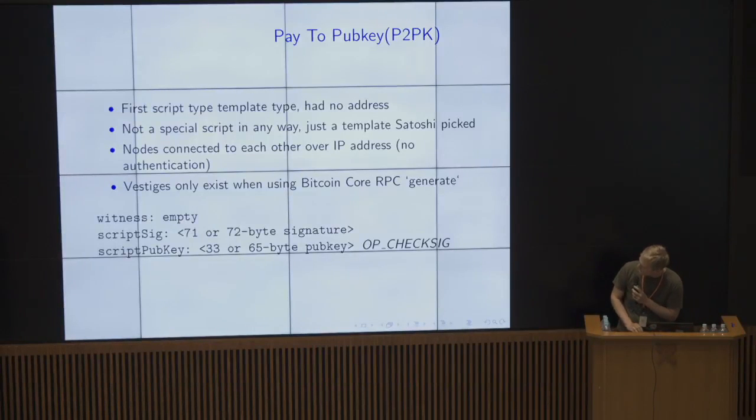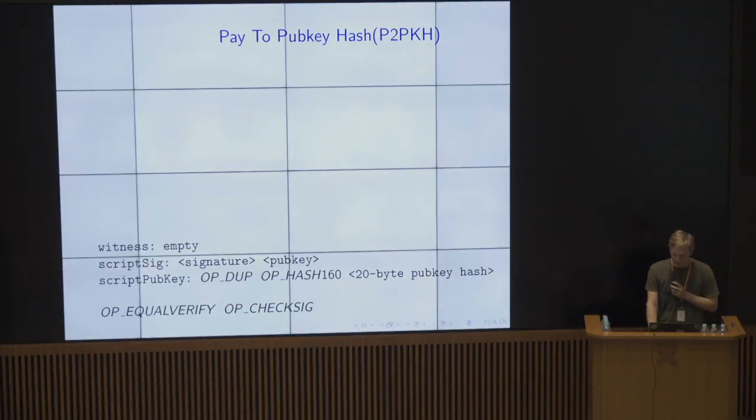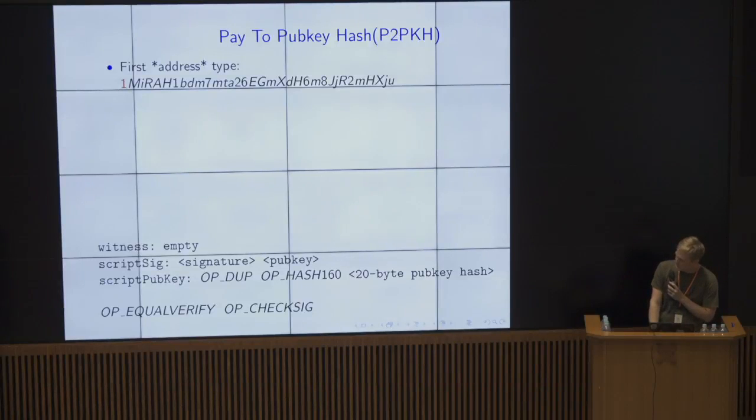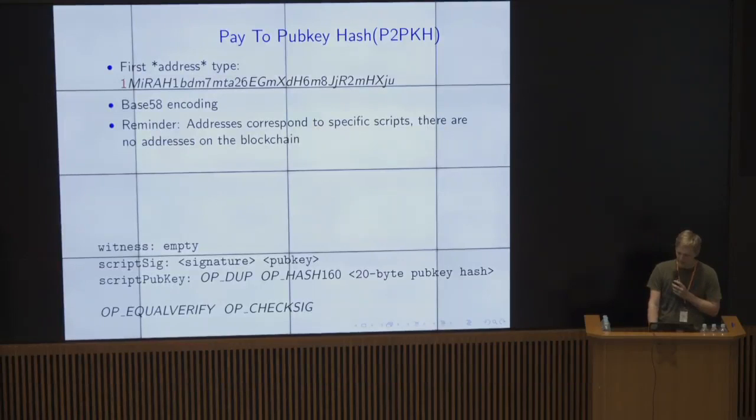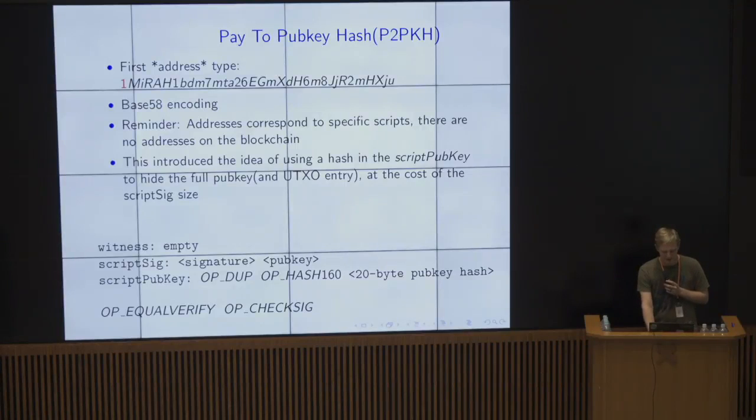You have 33 or 65 byte pub keys and checksig, and the signature, which is DER encoded. Pay to pub key hash is actually the first address type, and on mainnet starts with 1. Base 58 encoding. Again, this is not special. It's just a template that was picked.